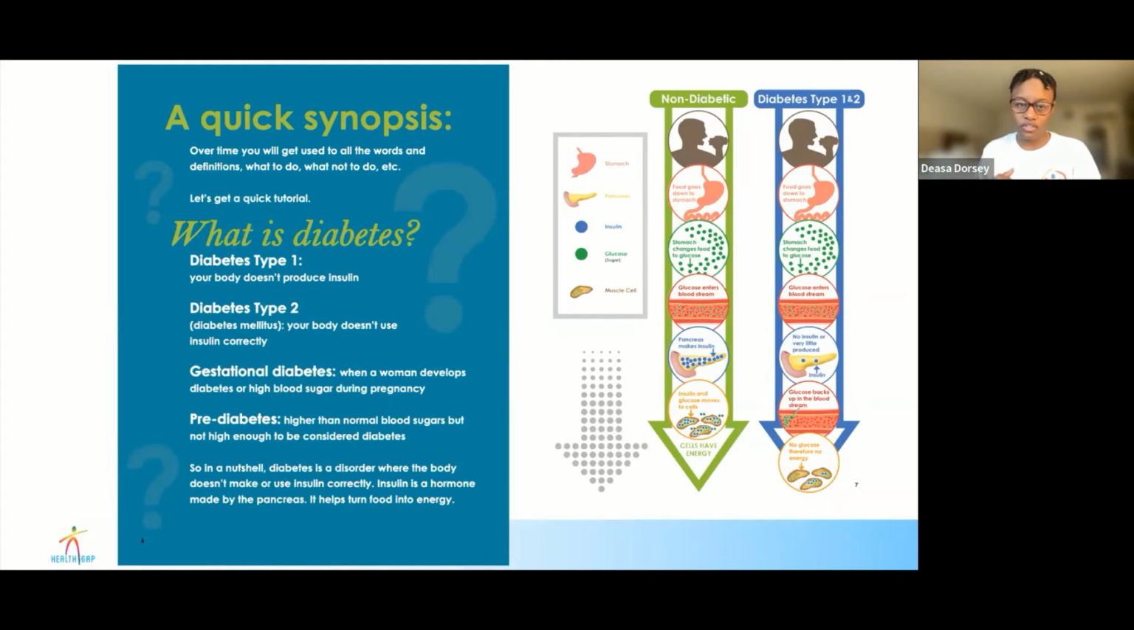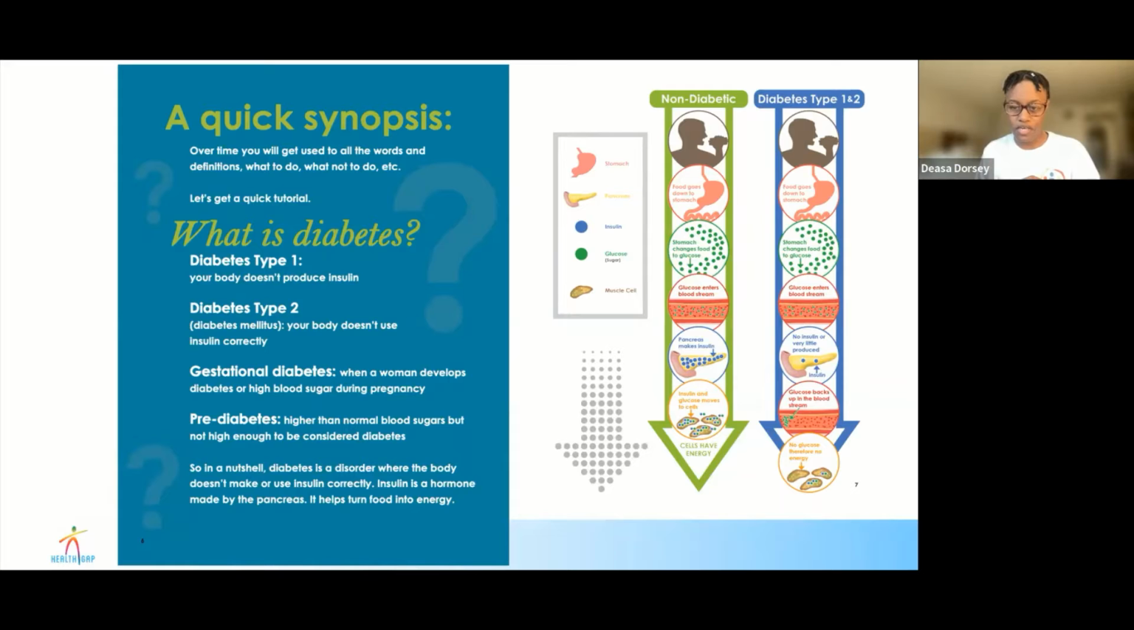Person eats a sandwich. This is what happens. The person will eat a sandwich. The sandwich goes down to the stomach. The stomach then changes the sandwich into glucose or sugar. Another term for glucose is sugar. Then the sugar or glucose will move into the bloodstream.